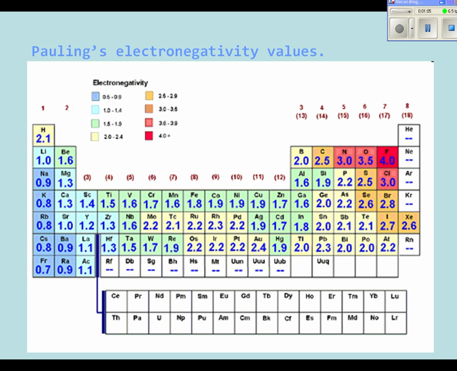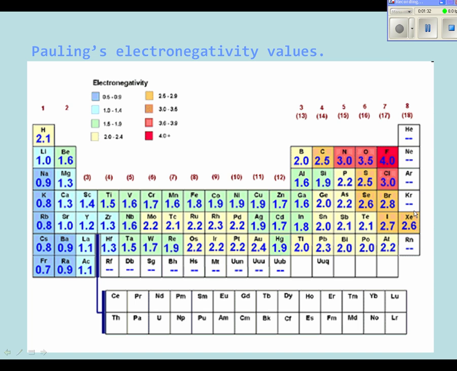Here is a periodic table showing Pauling's electronegativity values, and when we look down group 1, for example, we can see that there is a general decrease in the value, and if we look across period 4, for example, from potassium through to krypton, we can see that there is a general increase in electronegativity. No electronegativity is shown here for krypton and several of the other noble gases, but we'll discuss that in a later slide.